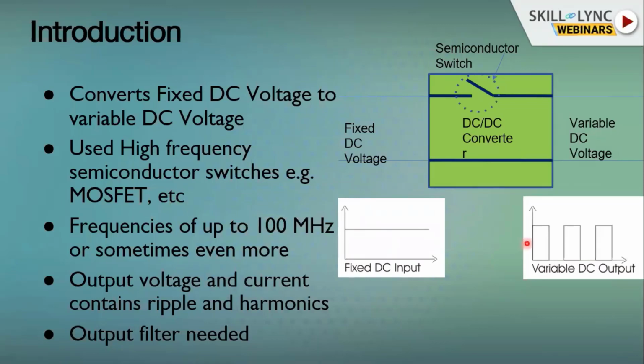Now, one method to get a smooth voltage is to switch the semiconductor at a really high frequency. In the case of a normal SMPS, it goes more than 100 megahertz, sometimes even more. But the disadvantage, like I said, is that the output voltage will have a really high ripple, and the current will have bad harmonics. So to filter it out, you need filters at the output or input side.